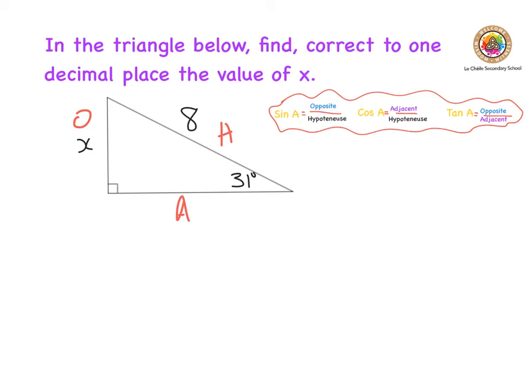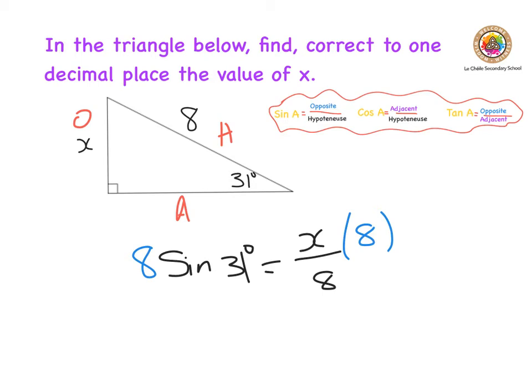So here I'm going to say sine of 31 degrees is equal to x, the opposite, over the hypotenuse. Now I want to get x on its own. So what do I need to do? I need to multiply by 8. So I'll multiply here by 8 as well. And that's going to cancel these two. So now I know x is equal to 8 times sine 31. And so on my calculator, I'm just going to input that and I get an answer. I get x equal to 4.12. Now in the question, I'm asked for one decimal place. So I know that's x equal to 4.1 centimeters, and that is my answer.